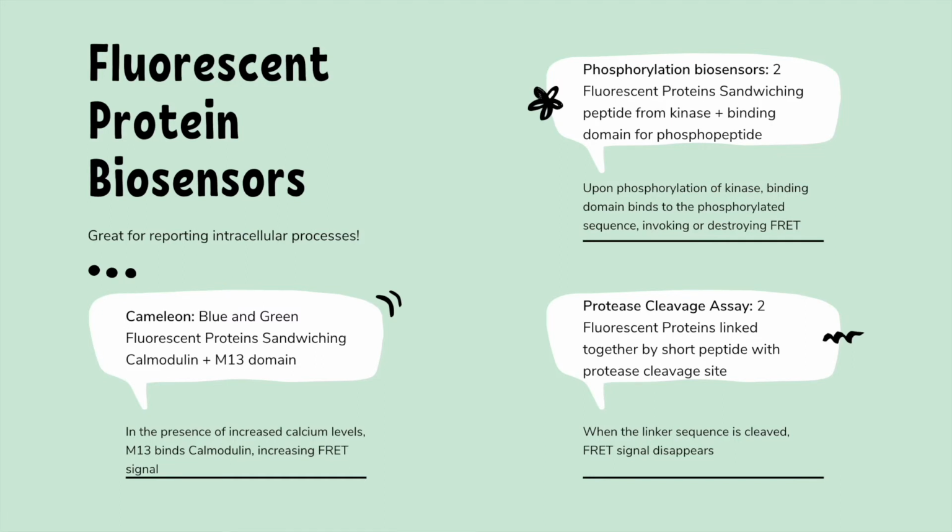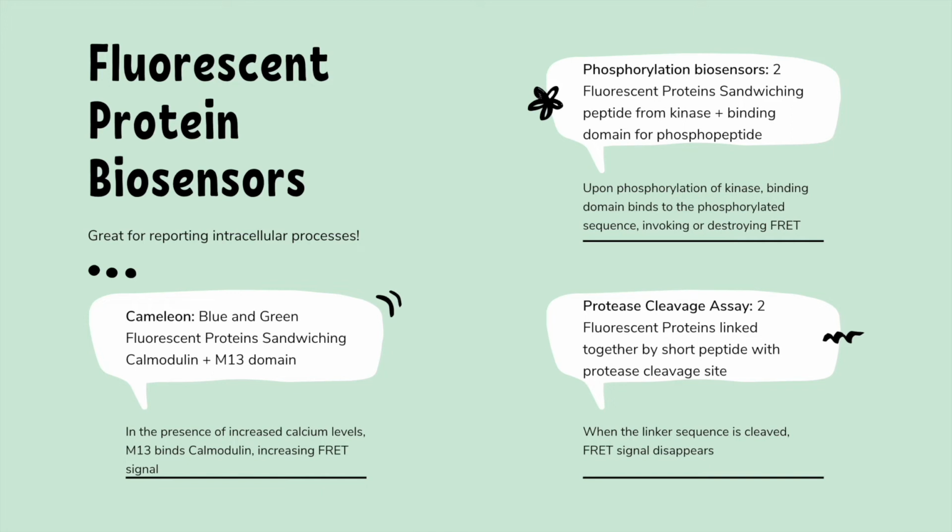So now we can talk about different ways of using FRET through fluorescent protein biosensors. These are great for giving us information about intracellular processes. The first fluorescent protein biosensor is a calcium indicator called Chameleon, and it is made by sandwiching the protein calmodulin with the calcium calmodulin binding domain of myosin light chain kinase, or M13 domain, and these are put between blue and green fluorescent proteins. In the presence of increasing levels of intracellular calcium, the M13 domain binds the calmodulin peptide to produce an increase in FRET between the fluorescent proteins.